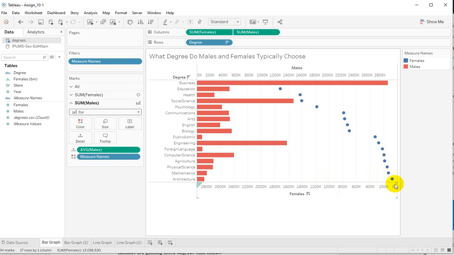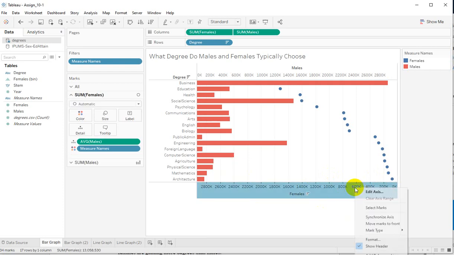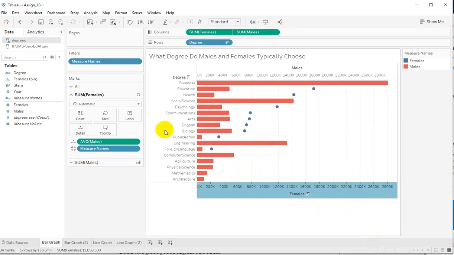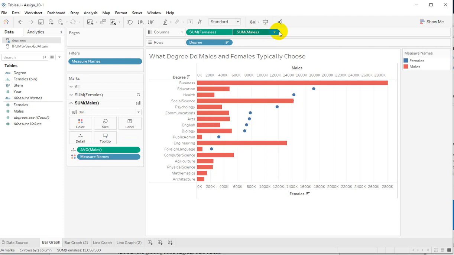Well, here's one way to do it. That does not look right at all. Oh, and it's got our axis flopped. Let's go back so that they're consistent. Okay, so here we'd want to be able to draw the females on top. I'm not sure how to do that, to be totally honest with you.